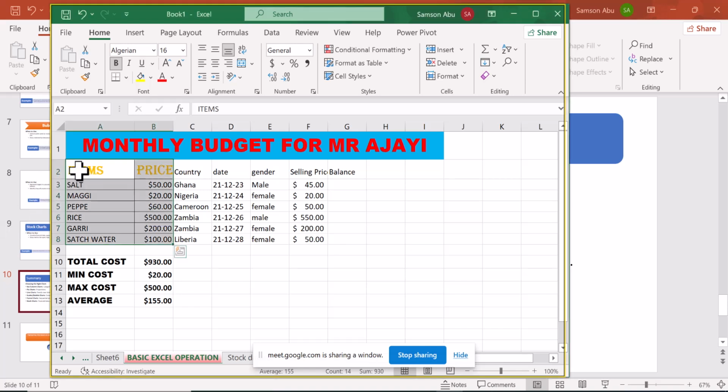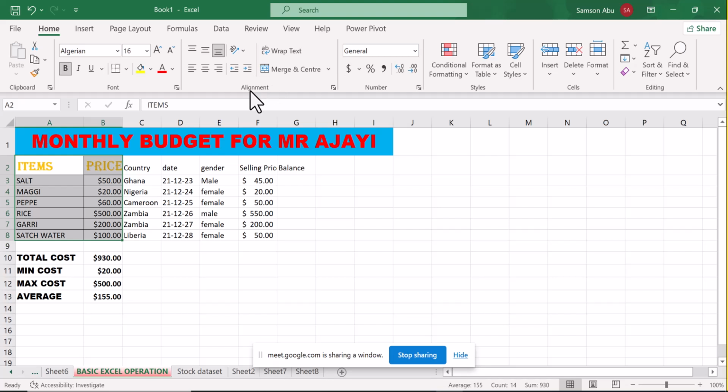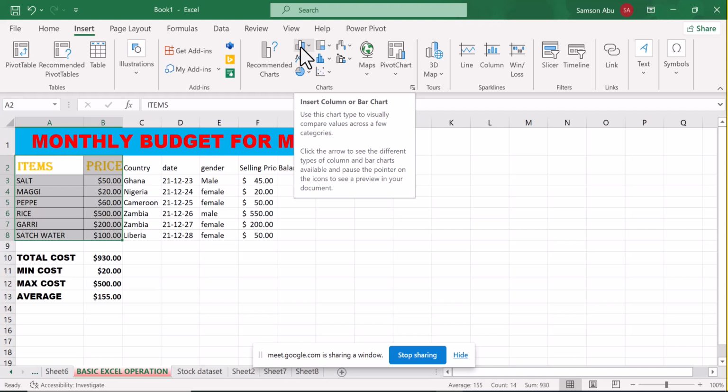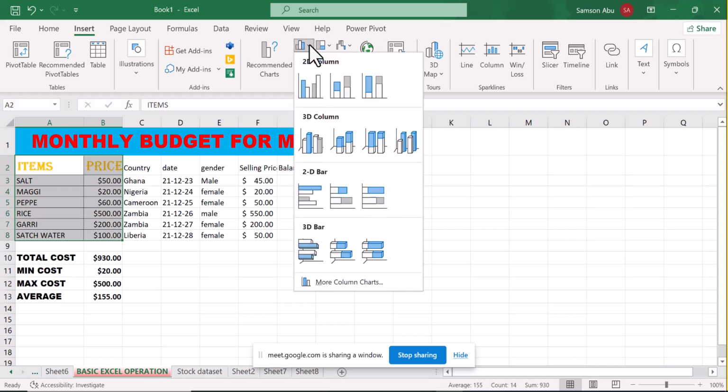Look at the way I selected my price and item. You hold down your mouse, you left click, and then you select. Once you've done that, you go to insert. Are you there now? Yes. All right. Under your insert, you go to your chart group and see my cursor in my chart group. Now look at this. Where my cursor is, you see insert column or bar chart. So I'll click on the drop down beside it.